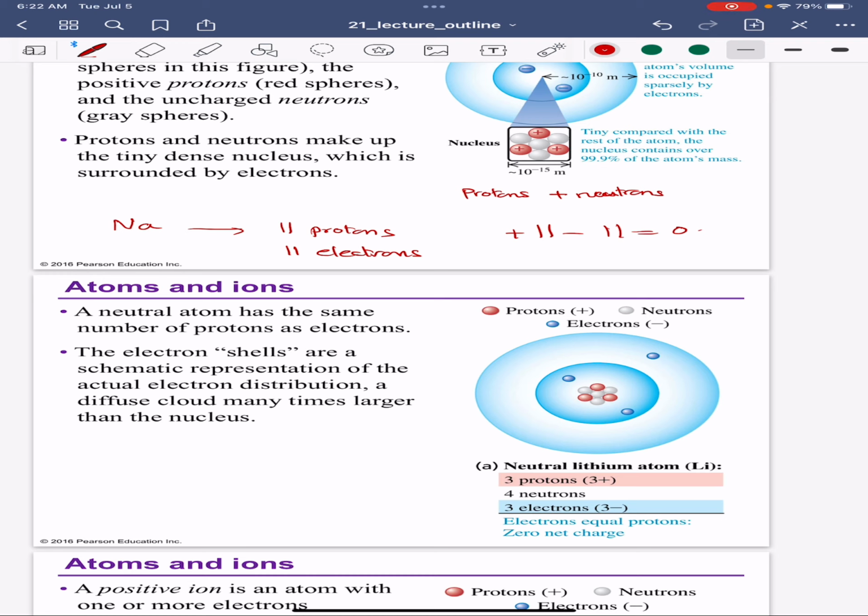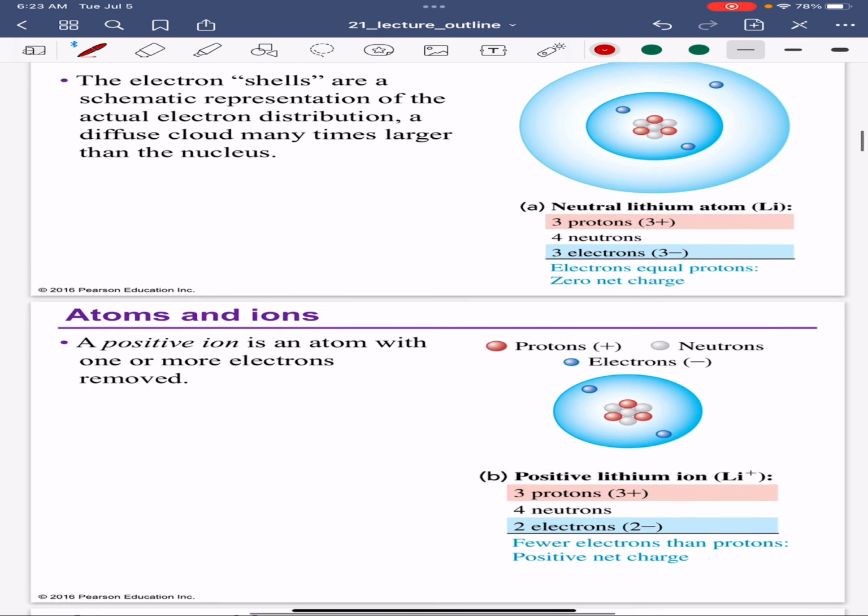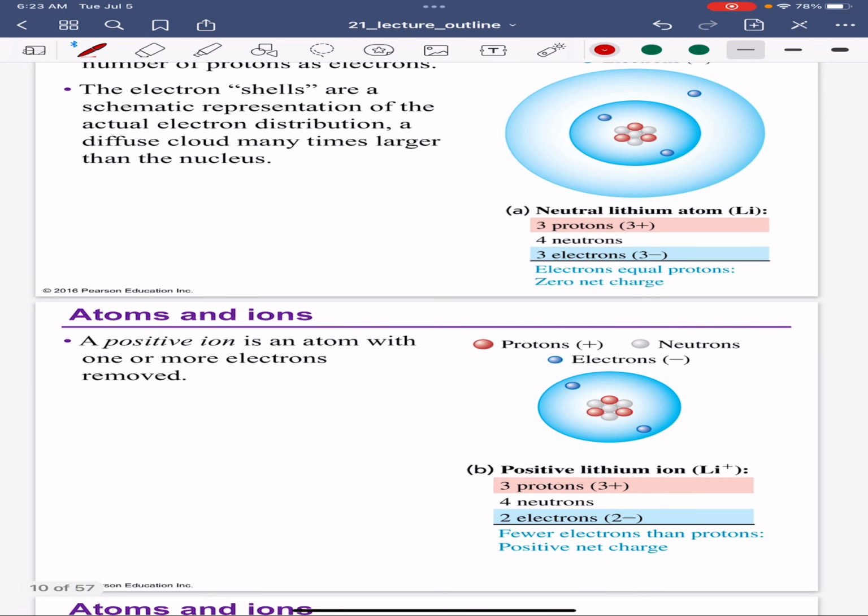But what if I have a process that removes one of the electrons? Then I'm going to have 11 protons and 10 electrons, and therefore it is going to have a charge of plus 1. All right, and here a positive ion is an atom from which one or more electrons are really removed.